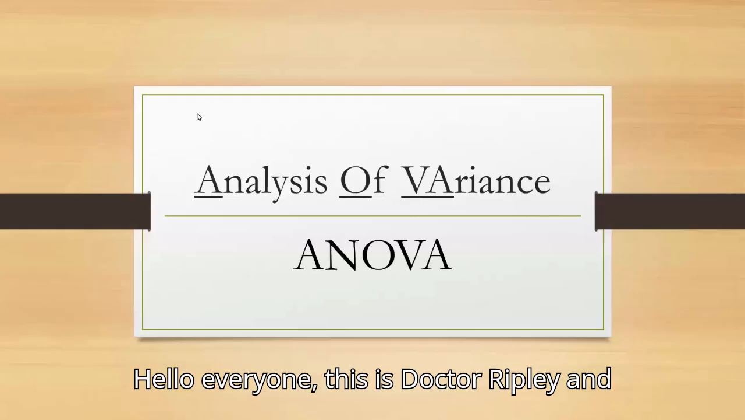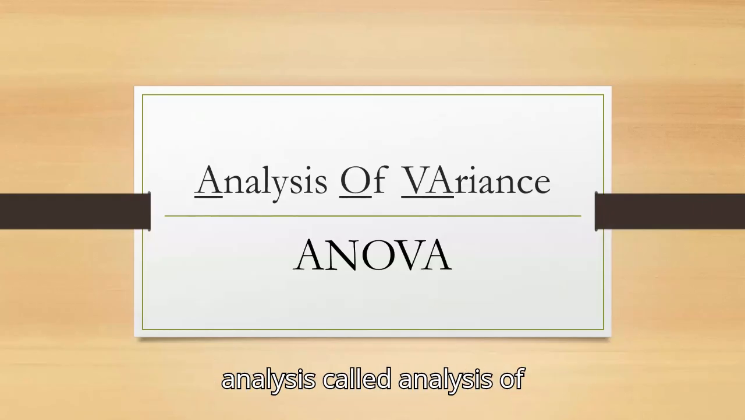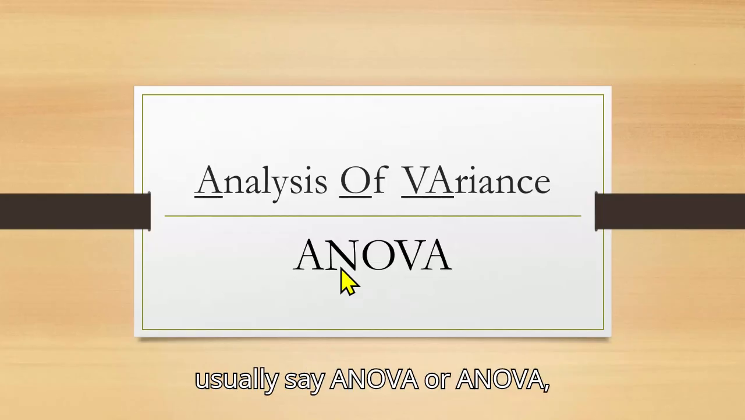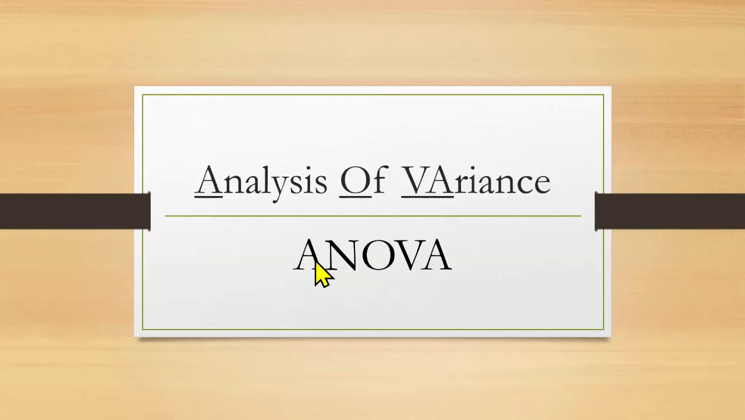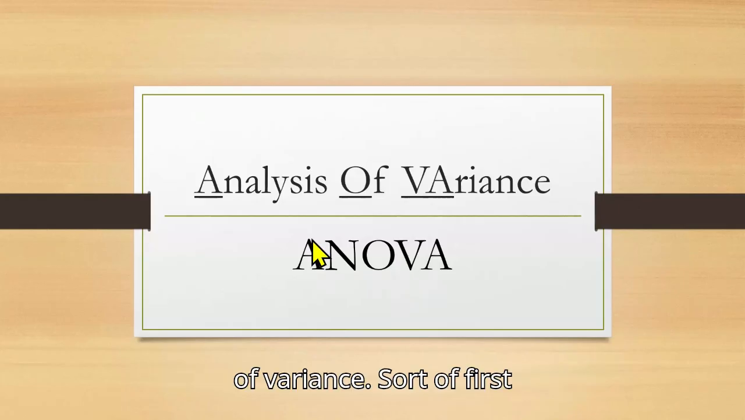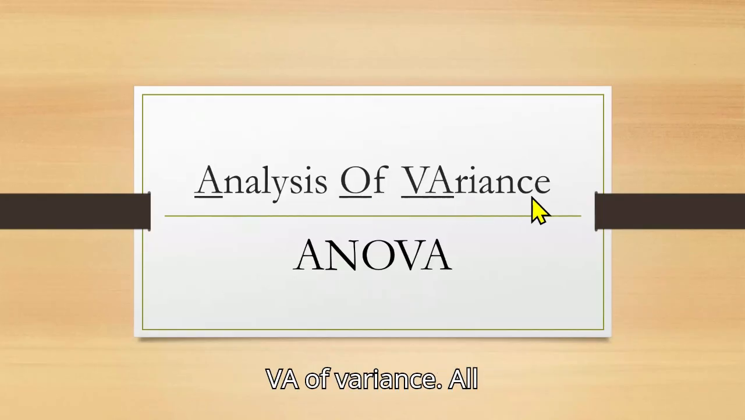Hello, everyone. This is Dr. Ripley, and we're going to talk about the type of analysis called analysis of variance. This is a little long to say, and so by convention, we usually say ANOVA, and that's the abbreviation for analysis of variance, sort of. It's first capital A, the O, the of, and the VA of variance.